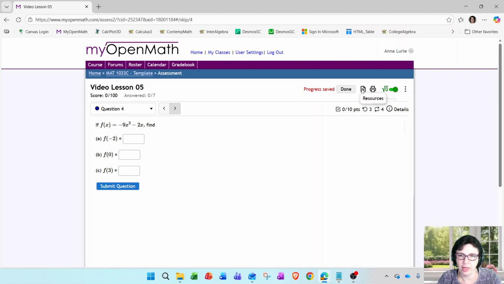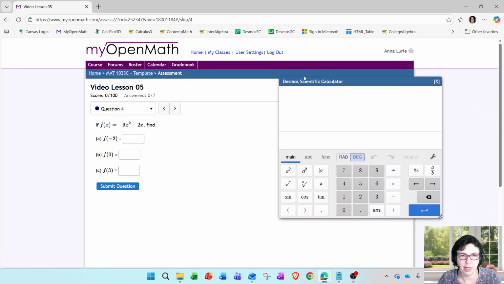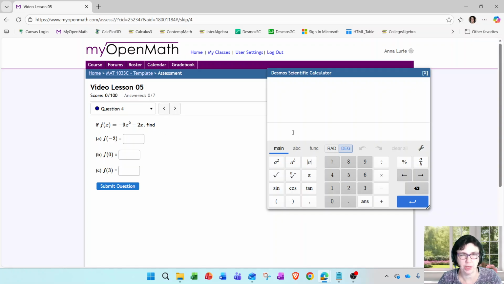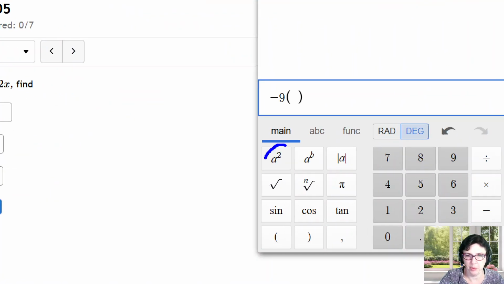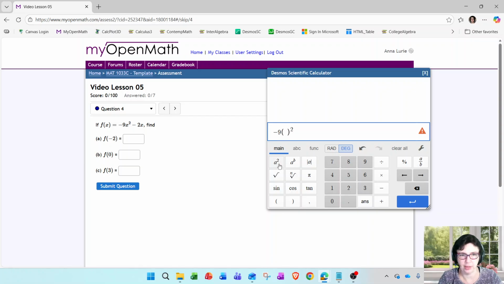Okay, so let's go ahead and click on the Desmos calculator and put this rule in Desmos. What we need to do is replace each unknown, each input, by parentheses wherever it happens. So I'm going to put -9, then parentheses instead of x, then I'm going to square. Where is the square button? It's right here. You press that, and it squares it. Then subtract 2 multiplied by, again, this input, so it has to be replaced with parentheses wherever it is.